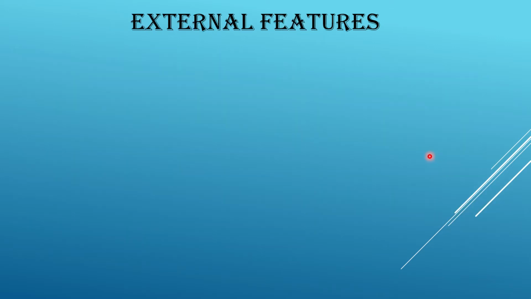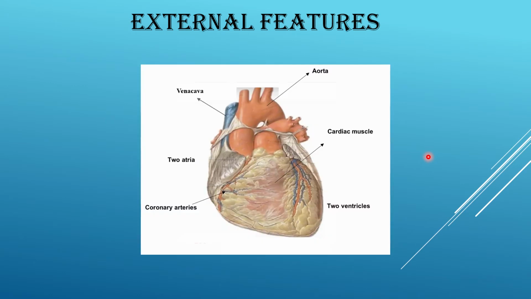Now we'll come to the external features of the heart. You can see from the shape of the heart, it is roughly triangular and the pointed tip is towards the lower part, towards the left side that I showed you. There are two auricles here on top, which are the receiving chambers, and the two lower ventricles. Right? It also is associated with blood vessels.